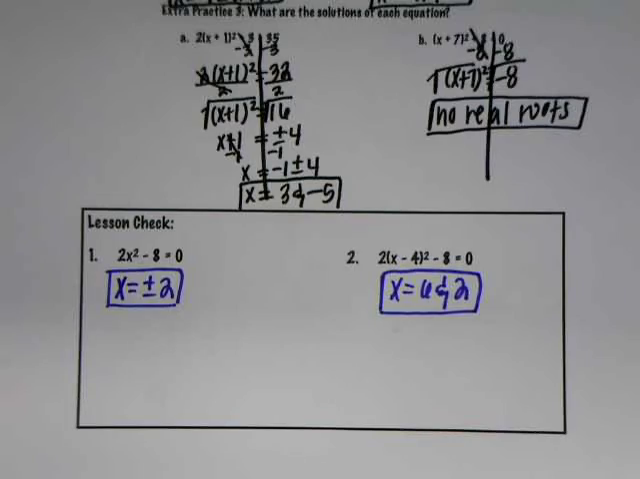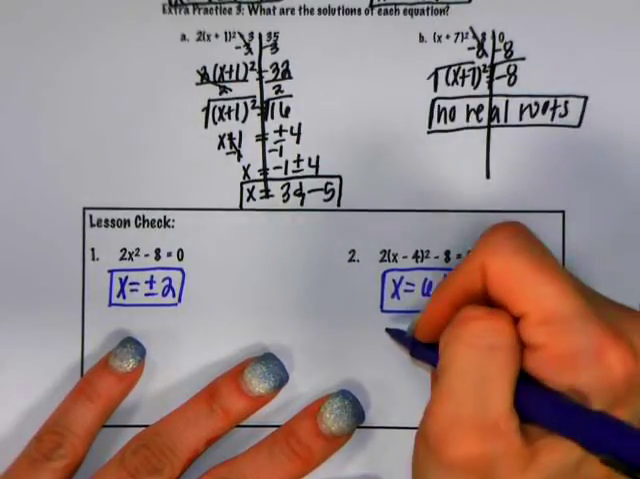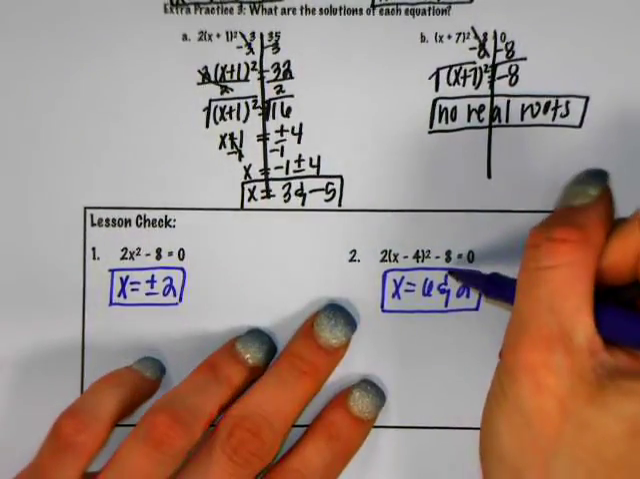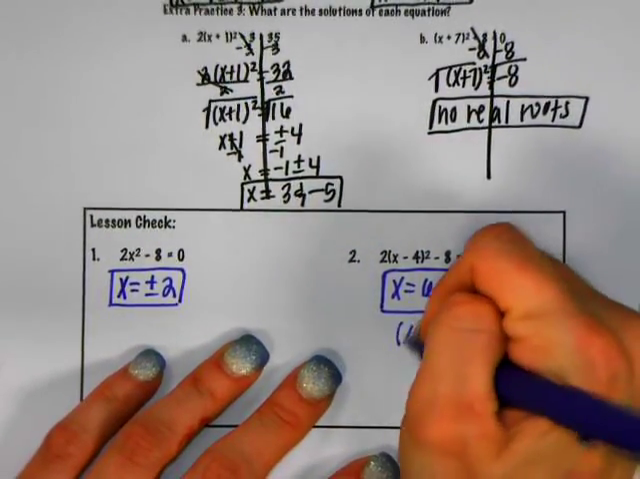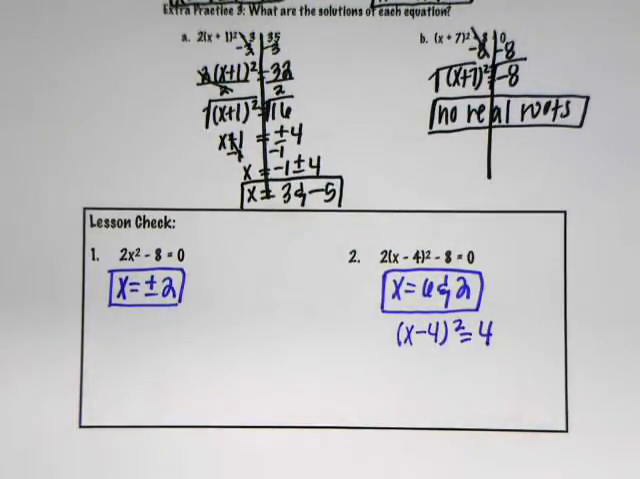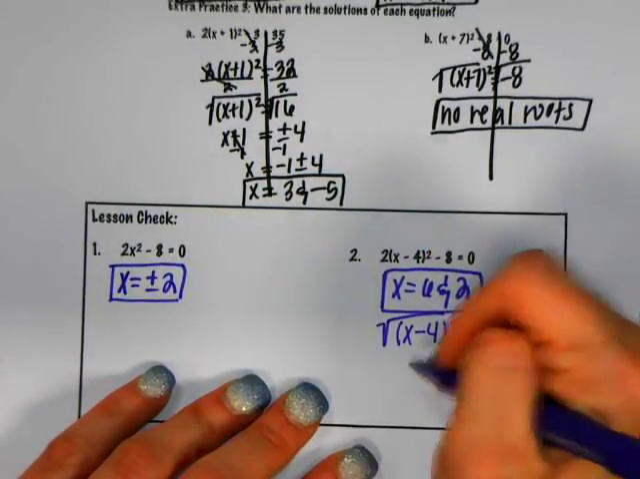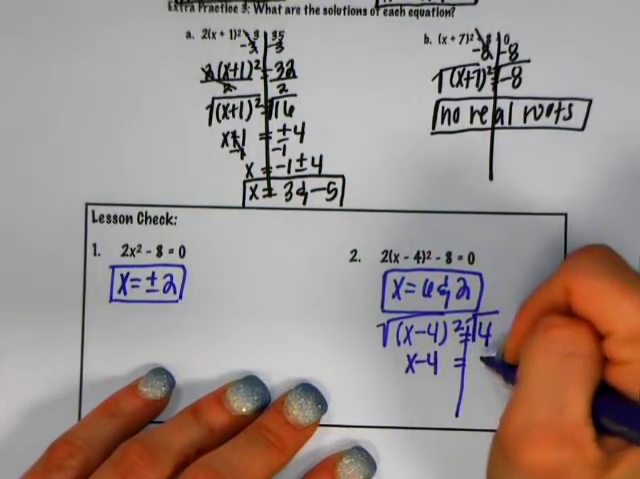Can you do the second one? Yeah. For the second one, you'd add 8 first, and then divide by 2, so you'd get 4. So x minus 4 squared equals 4. Did everyone get to this point? Okay. Then square root both sides. What's the square root of 4? 2. But plus or minus 2, right?